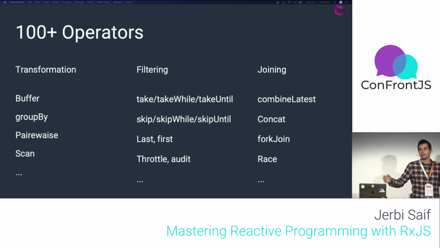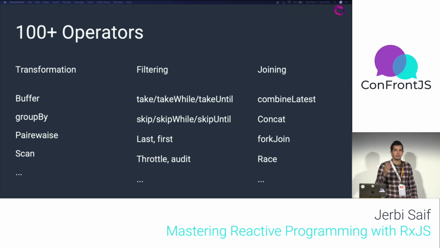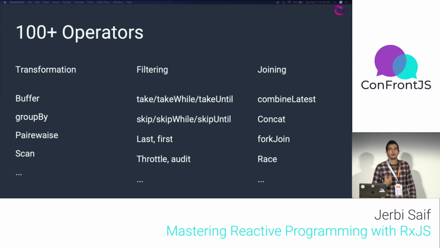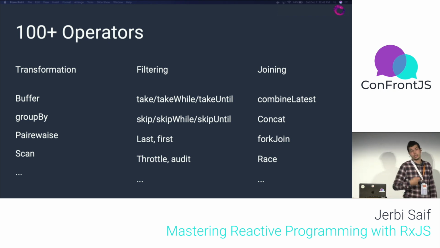Honestly, if we did examples with all the operators of RxJS, we would need maybe 1 or 2 days to talk about that. RxJS provides more than 100 operators. For transformations, there are buffer operators, groupBy if you want your data grouped by some key, and pairwise if you want to always get your previous data and the current emitted data in order to compare, for example. There is also scan. There are a lot of transformation operators that can be used with RxJS.